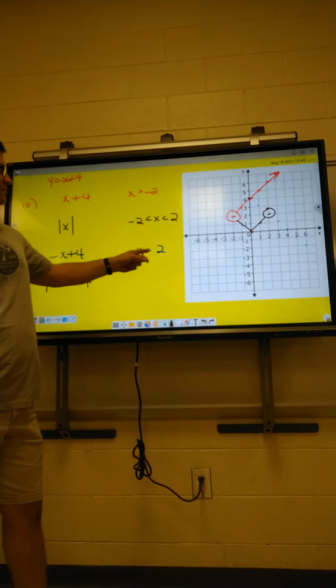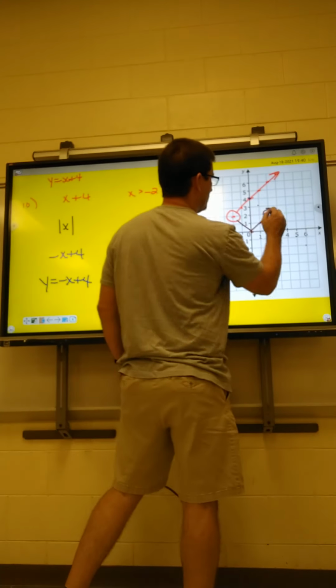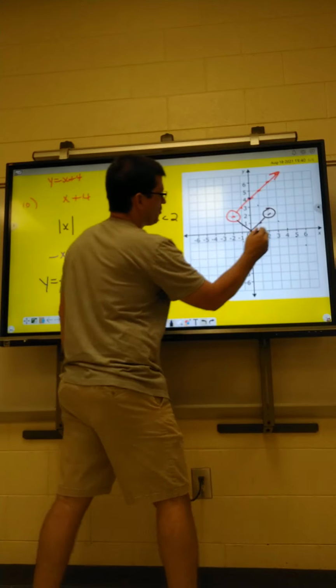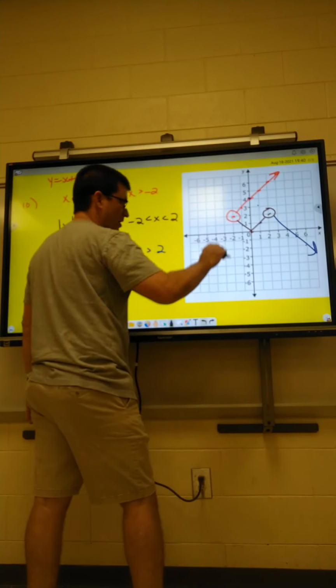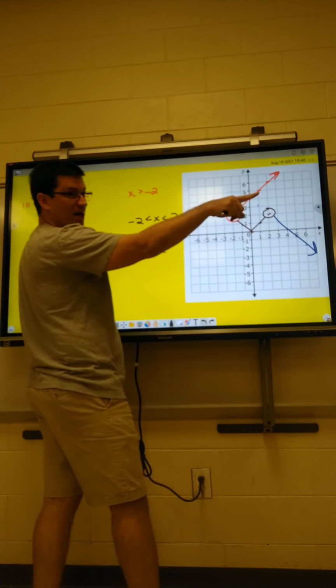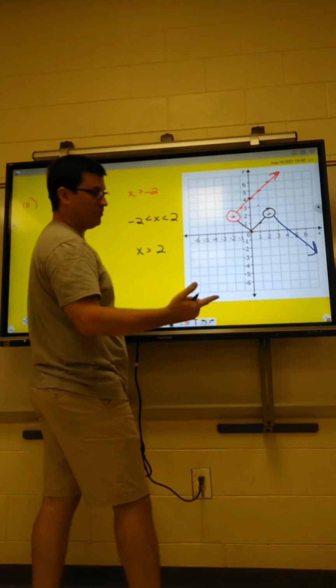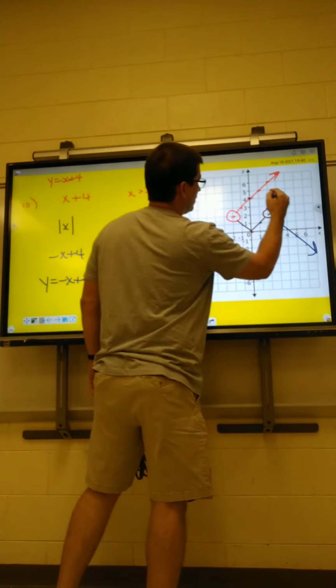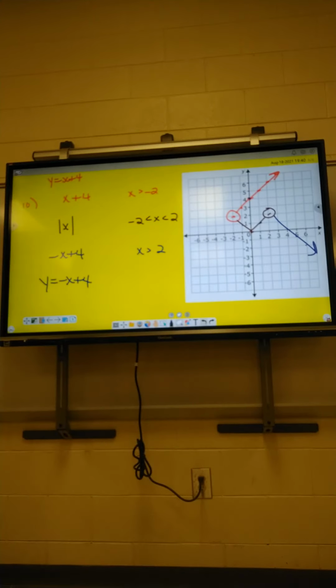This says go to positive 2, open circle. Already there. And show where it's greater than. So we show that greater than is this way. The arrow points that way. That lets you know which side to keep. All that is your graph on number 10.